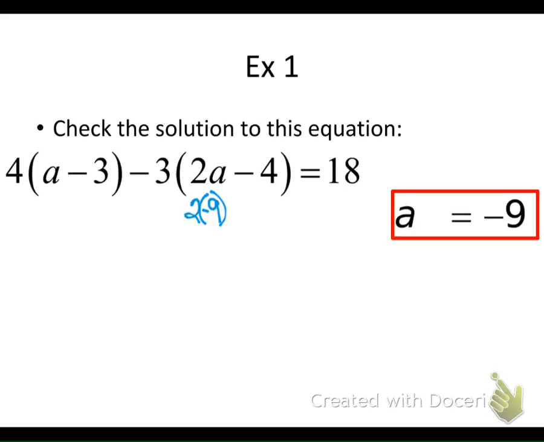So when you do this, you're going to rewrite your equation. And every time you see the variable, you substitute what number for it. So every time I see this variable A, what number am I substituting for it? Negative 9. Okay.